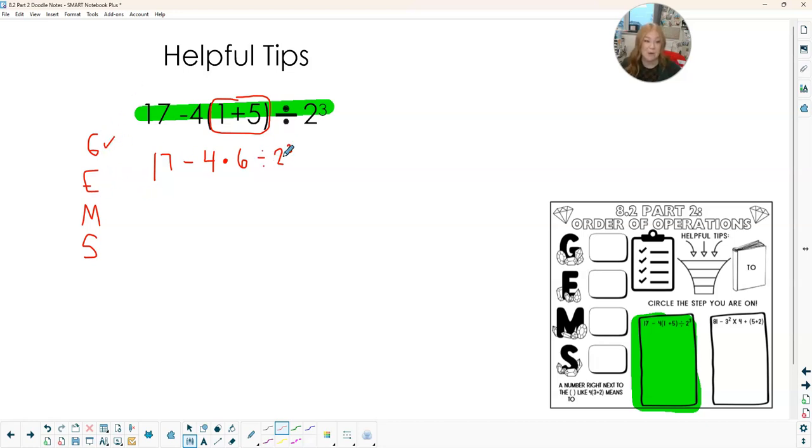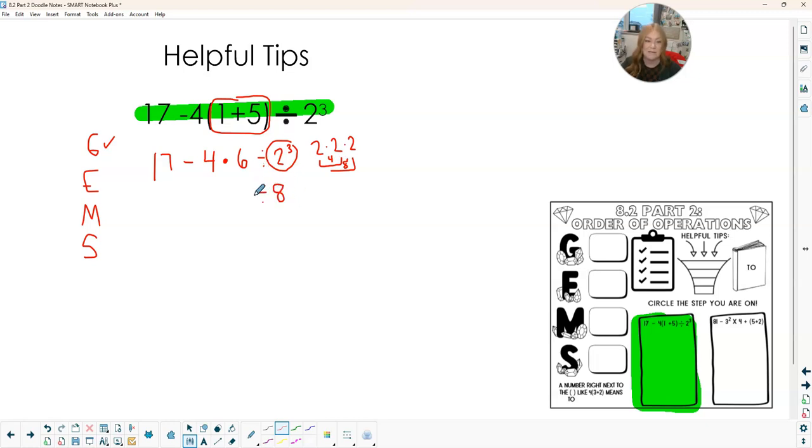Groups are done. Exponents, we have one here. Now, every time I have this out to the side, I should be writing that down every single time. This is the most commonly missed one. 2 times 2 is 4. 4 times 2 is 8. Take that 2 seconds and get it right, okay? All right, so here's 8.